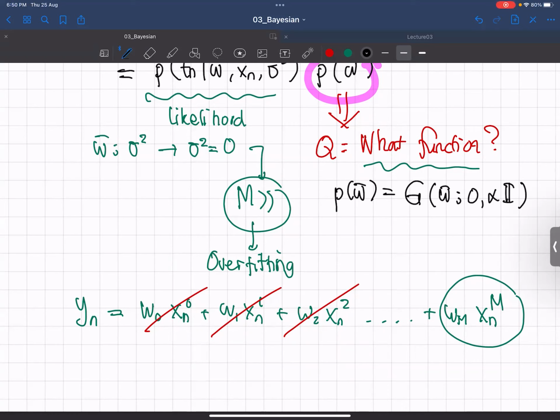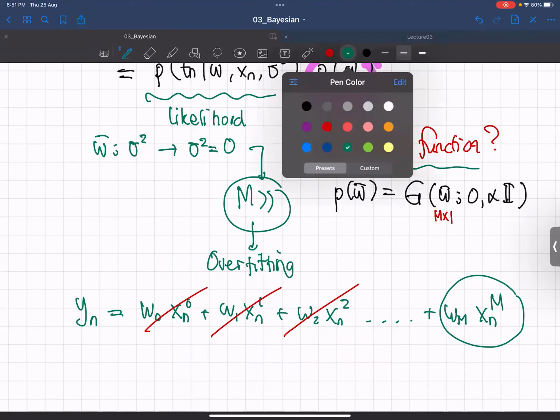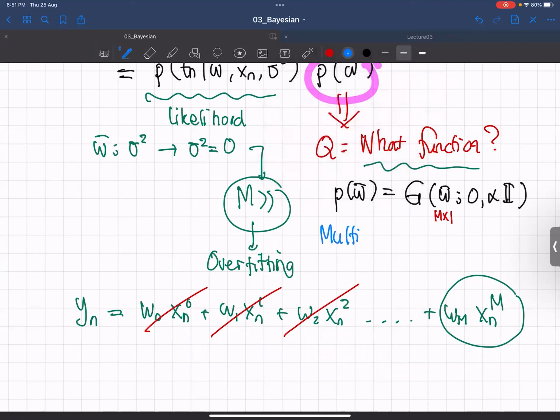Why do we have the identity matrix? Because this W is M by 1. It's not a scalar anymore. It is multivariate Gaussian. So this is what we call multivariate, or multivariable, Gaussian, because M is not equal to 1. M can be 100, 1000, and so on. So it's very huge in terms of dimensionality.